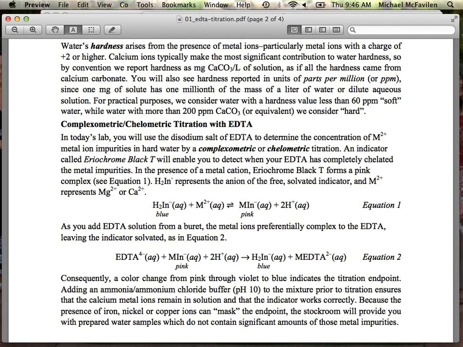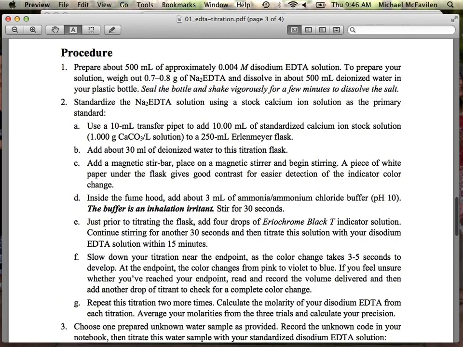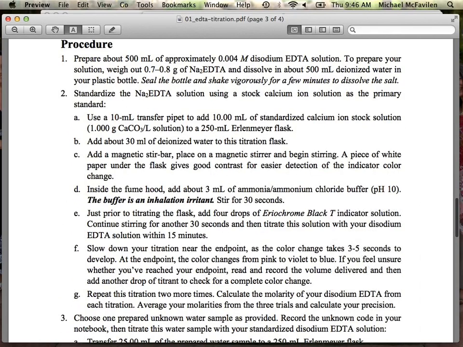Yeah, gotta go over here. So your procedure, you're going to start off with standardizing the EDTA solution. For the experiment to work appropriately, you want a molarity that's about 0.004 molar. I don't remember, so they do tell you. You will use about 500 milliliters of solution just to cover all your bases. You'll measure out roughly that mass of EDTA, and you'll dissolve it in your 500 milliliters.